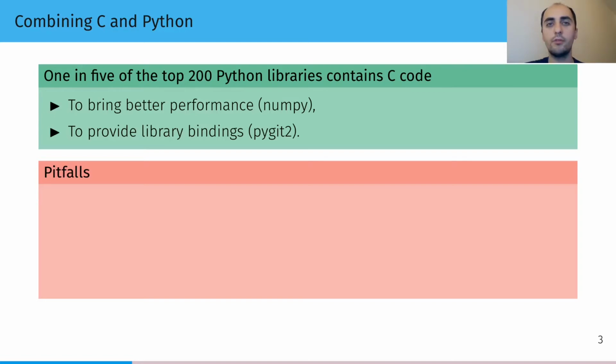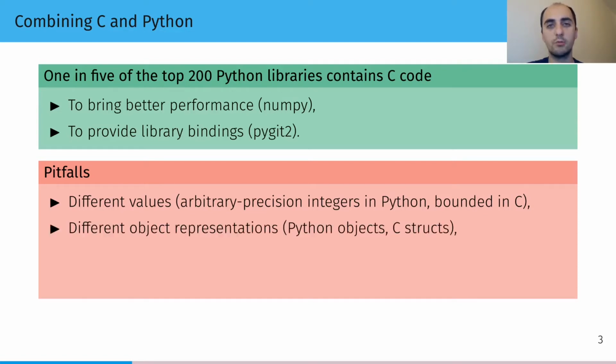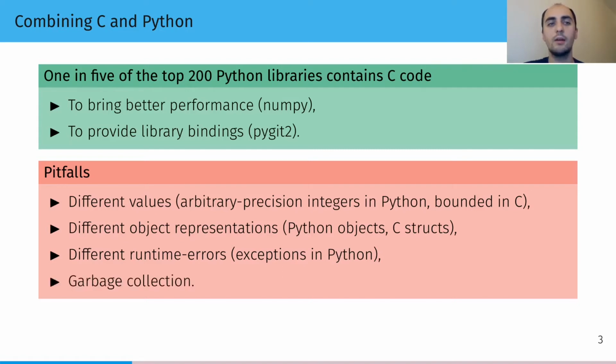There are, however, a few issues when combining C and Python. The first is that the languages have different values. So for example, integers are unbounded in Python and bounded in C. You have different object representations. Runtime errors are catchable exceptions in Python, but they usually terminate the program in C. And you also have the garbage collection to manually handle on the C side.